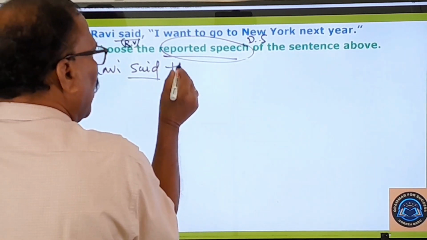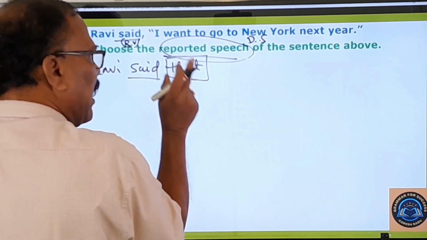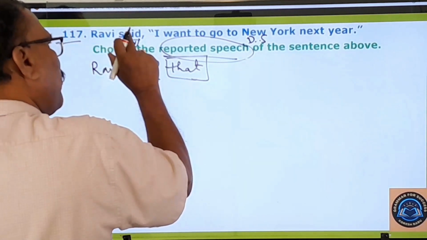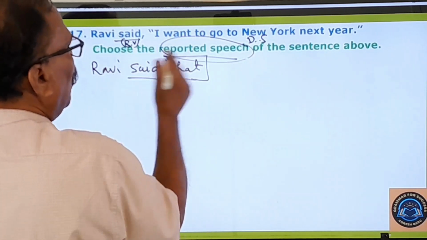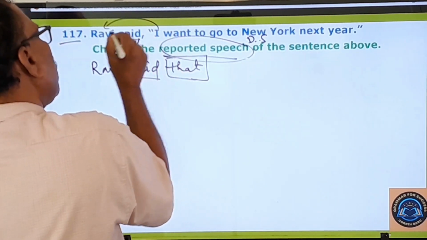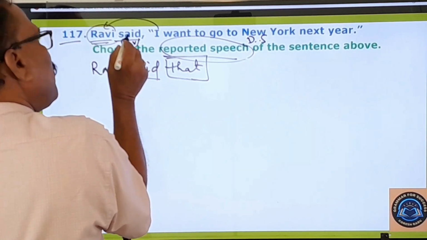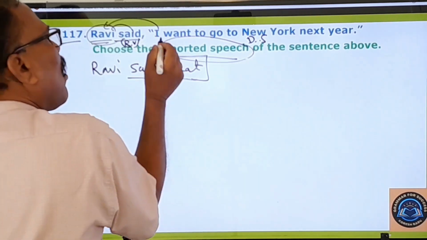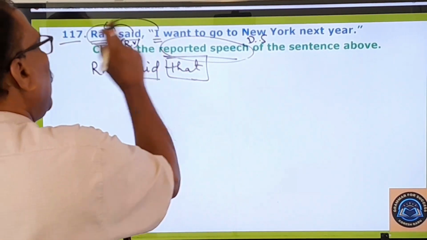Then you go to the connecting word. But what is the connecting word we use? We use that as a connecting word between this reporting verb and this direct speech. Okay, Ravi said that. Now you start changing this direct speech. I means who? I always refers to the subject of the reporting verb. So this Ravi is the subject of the reporting verb. So this I must always be changed into this Ravi. If I change it into Ravi, what happens?